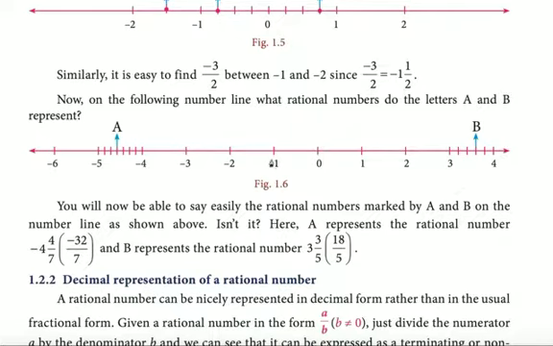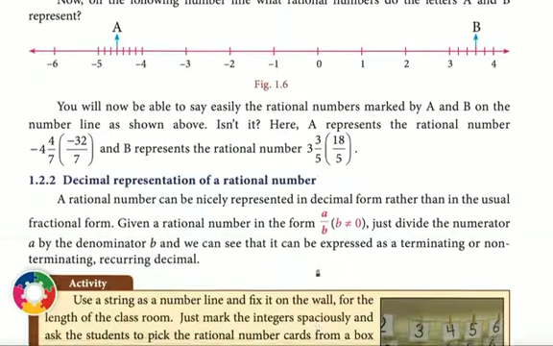Mixed fraction. This one is 3 and 3 by 5. 3 and 3 by 5 means how much? 18 by 5, like that. So minus 4 by 7 and 3 and 3 by 5.